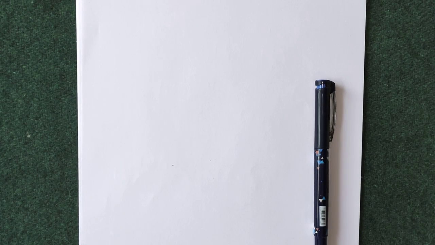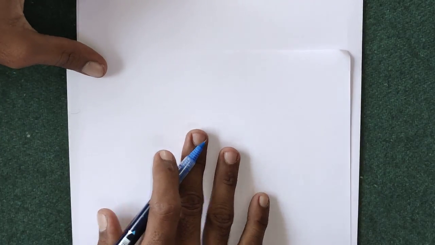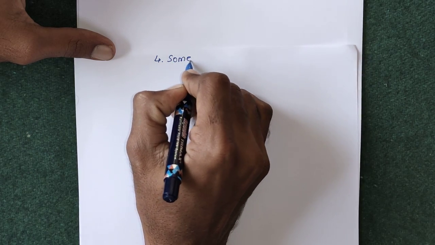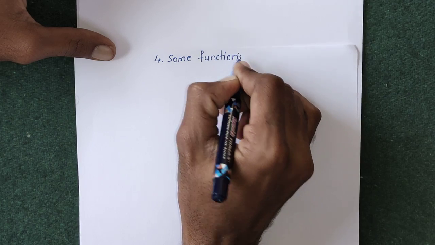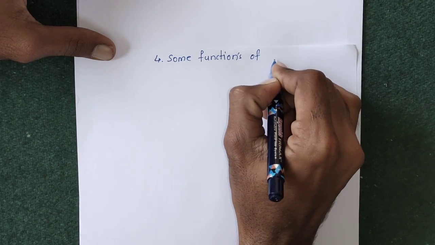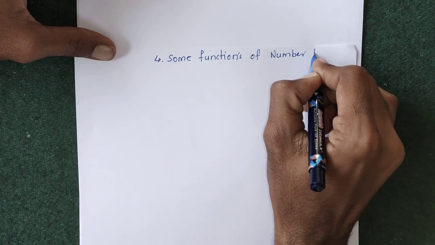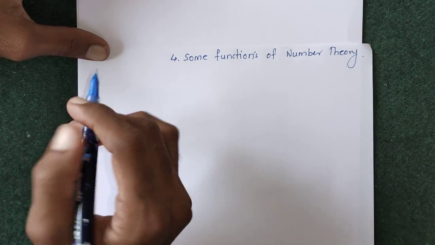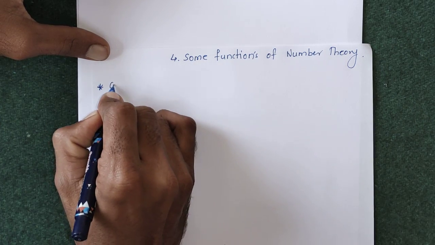Today we are going to discuss the fourth chapter, some functions of number theory. Number theory, chapter number 4, some functions of number theory. So first of all, in this chapter we are going to discuss the greatest integer function.